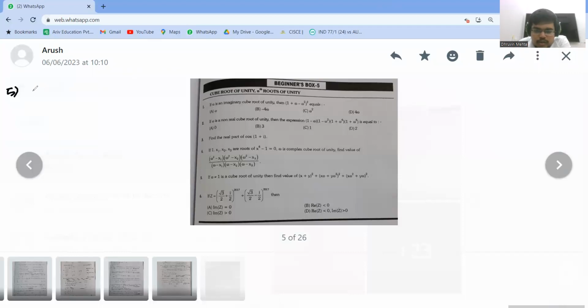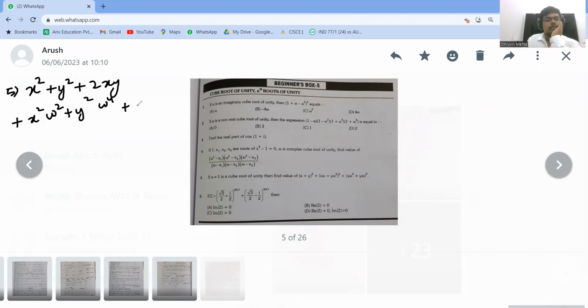Okay, so Arush, check this. First bracket will be x square plus y square plus 2xy. Second will be x square omega square plus y square omega raised to 4 plus x square omega raised to 4 plus y square omega square. And here this will also come, 2xy omega cube, and here also 2xy omega cube.